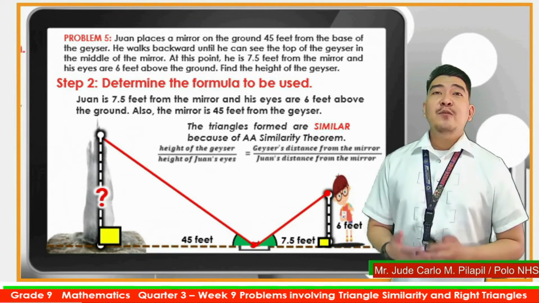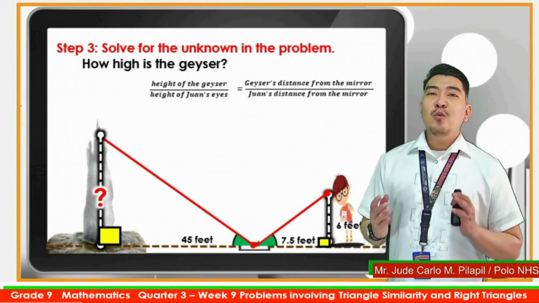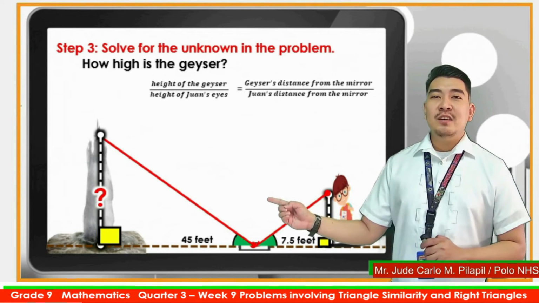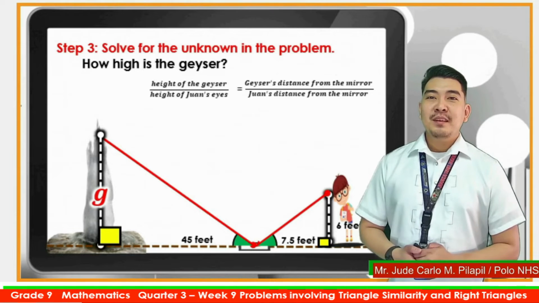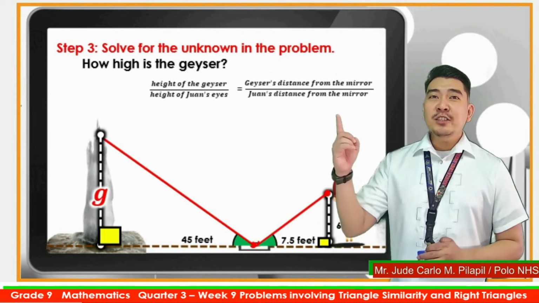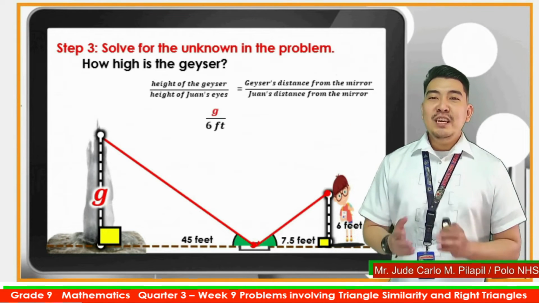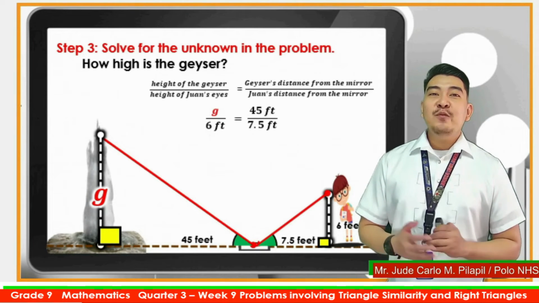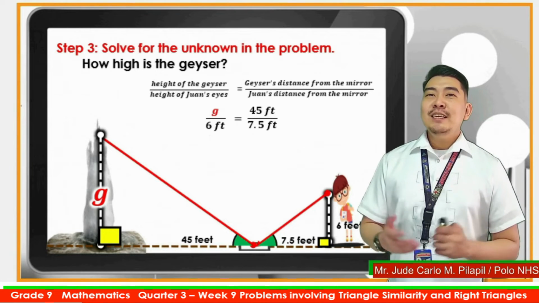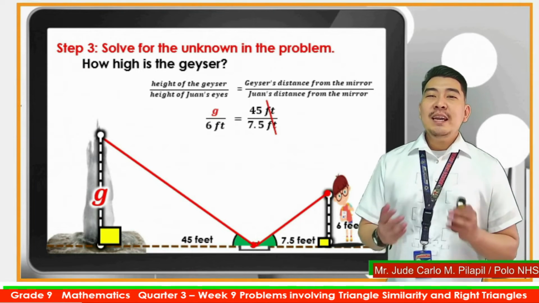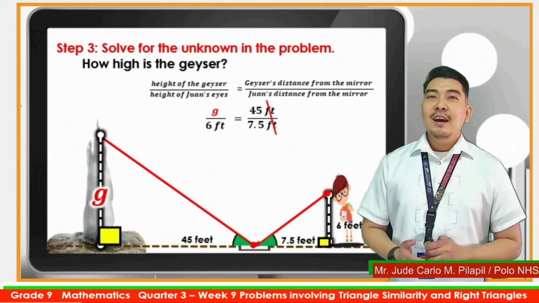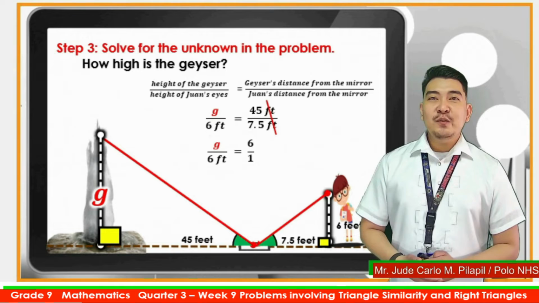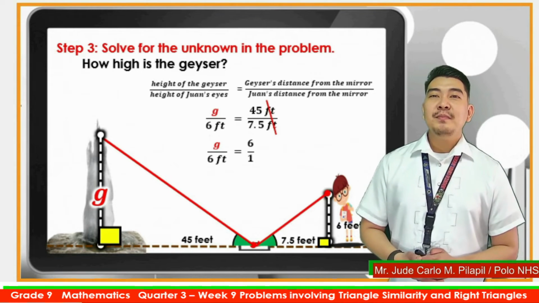At this point, after formulating the proportion, we are now ready to solve for the unknown. Let us represent the height of the geyser as the variable g. Substituting the values into the proportion, we obtain g over 6 feet equals 45 feet over 7.5 feet. Using the cancellation property, we can cancel the units used. Then, simplifying the fraction, the result is g over 6 feet equals 6 over 1.